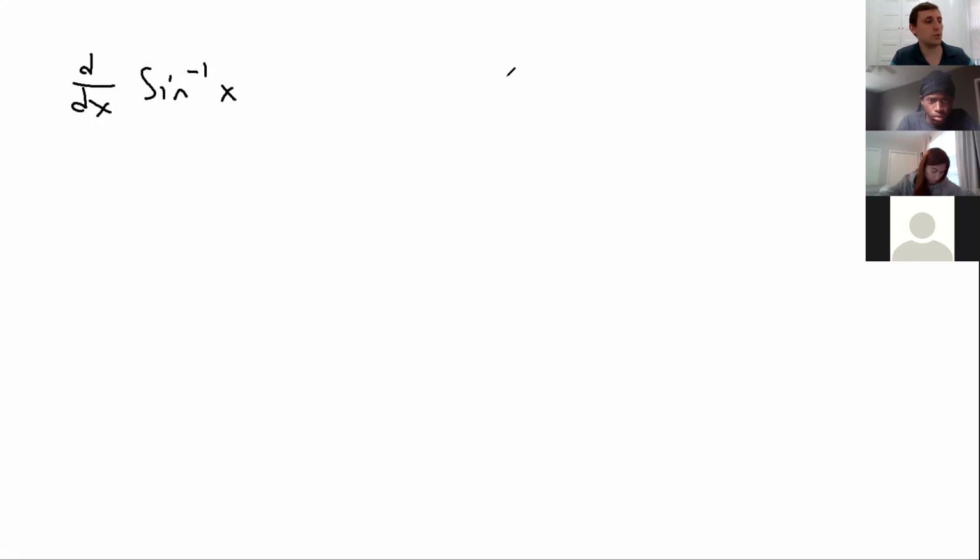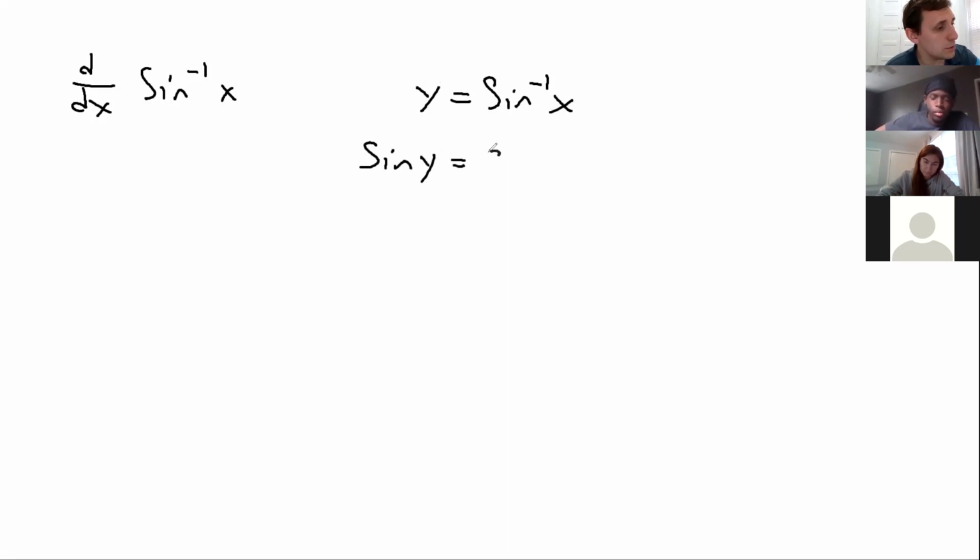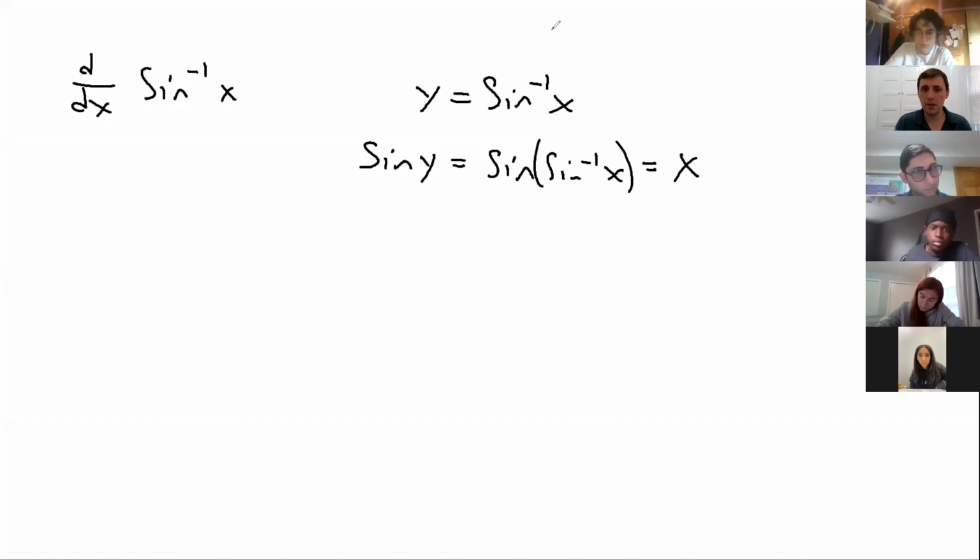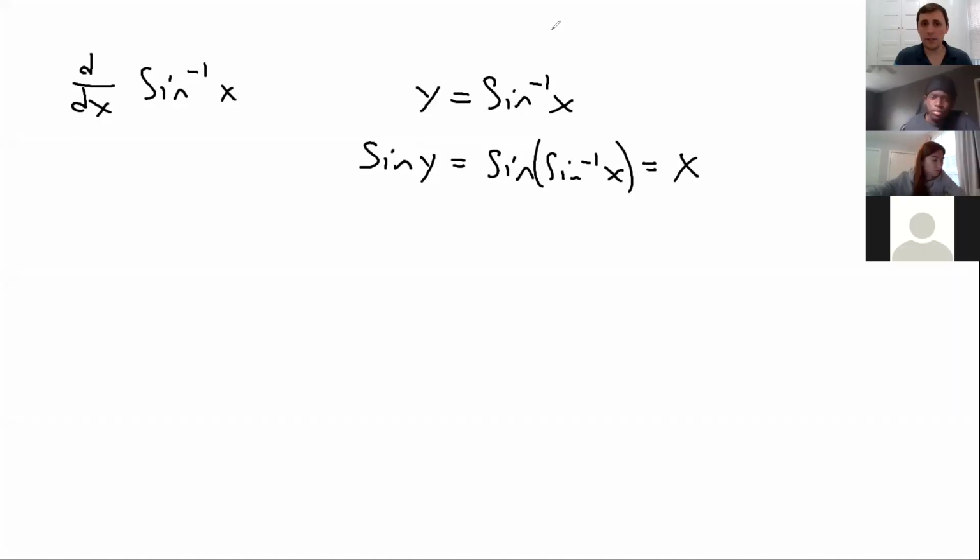All right, guys, that should not take us too long, because what is sine inverse of x? We just say y equal to sine inverse x, which implies that sine of y is equal to sine of sine inverse x, which is x. You agree? Now, do you see what happens here, guys?